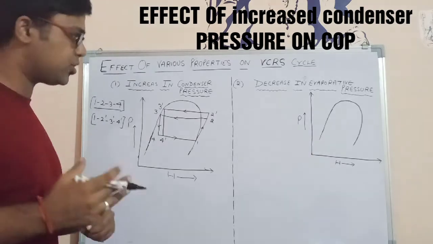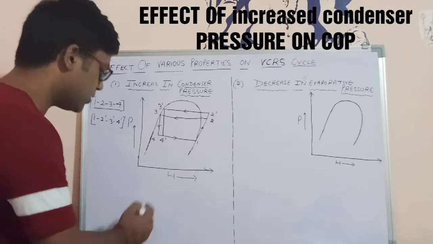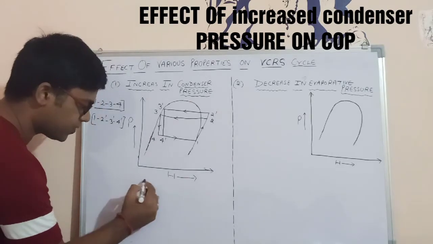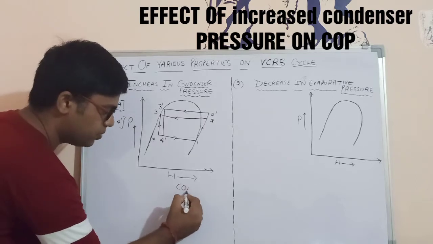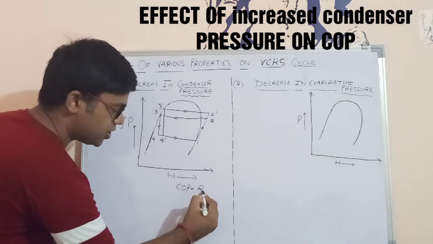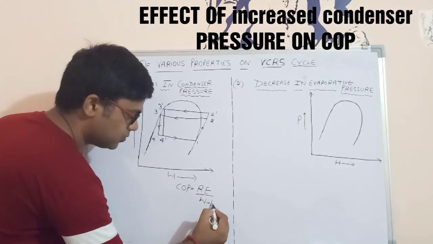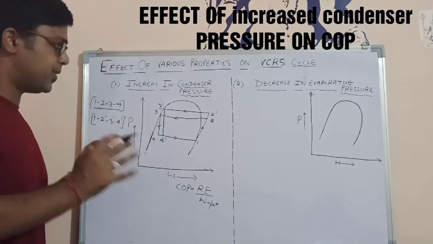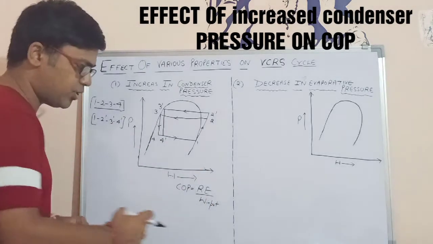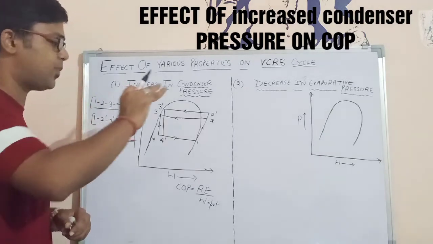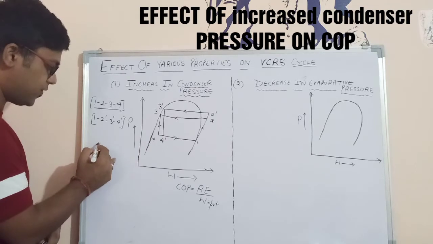Okay. The question is what is the effect of the increased condenser pressure on the COP of the system. For the COP, what is the formula? The formula of COP is refrigeration effect upon work input. Clear? So we have to see whether the refrigeration effect increases or decreases, or the work input increases or decreases, when we increase the condenser pressure. So starting with the first one, from 1 to 2. Clear? What is the value of the refrigeration effect?